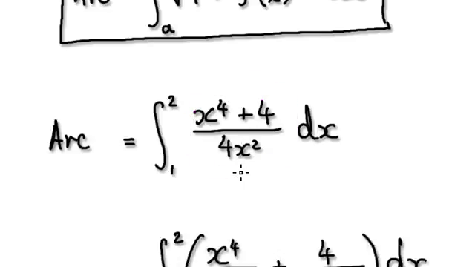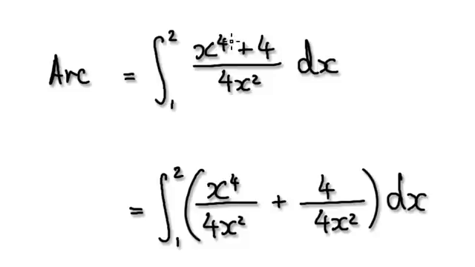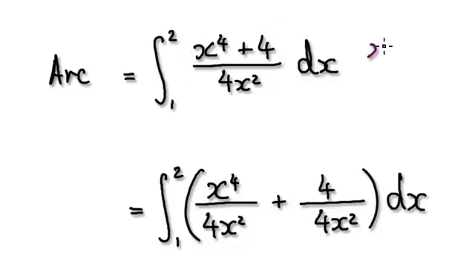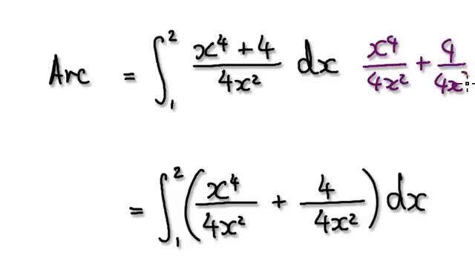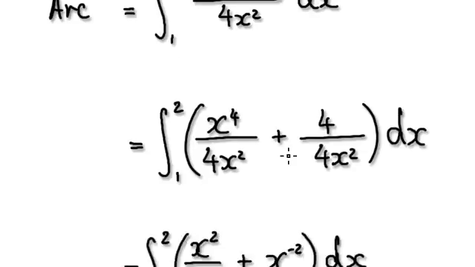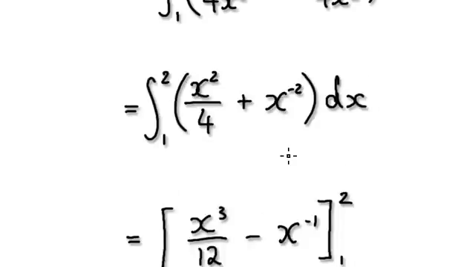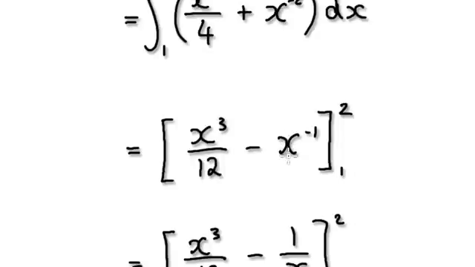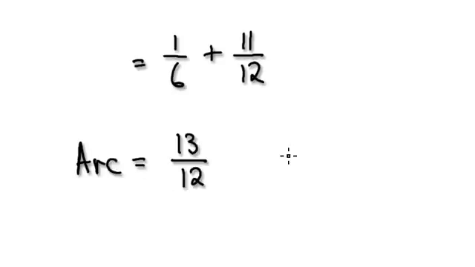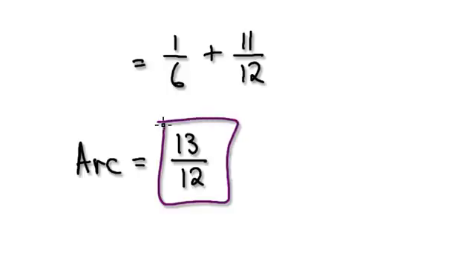Now it's just a matter of integrating, but let's split this up. Imagine this thing here as two fractions: 4x squared, and then plus 4 over 4x squared. Imagine this thing as this, and then tidy up. We've done all this before, so the arc length should be this.